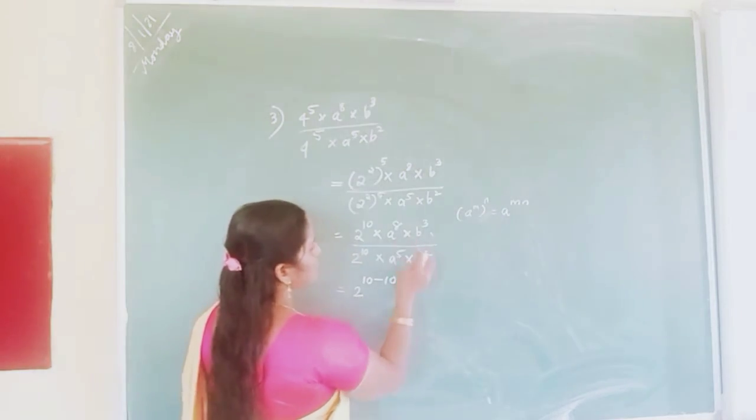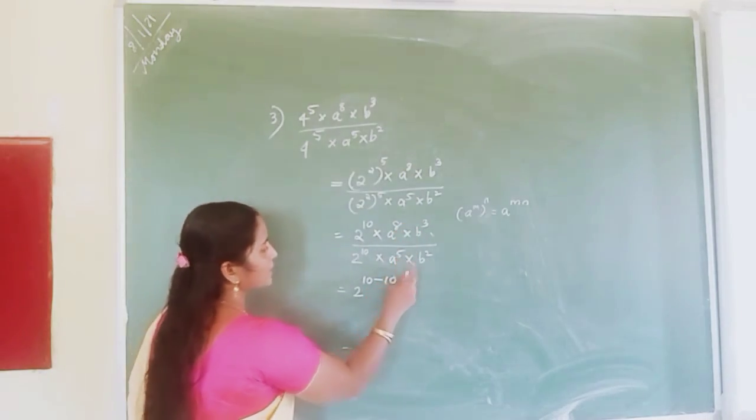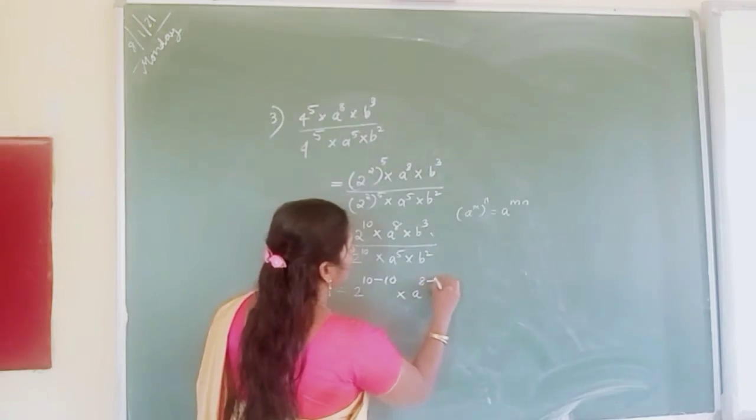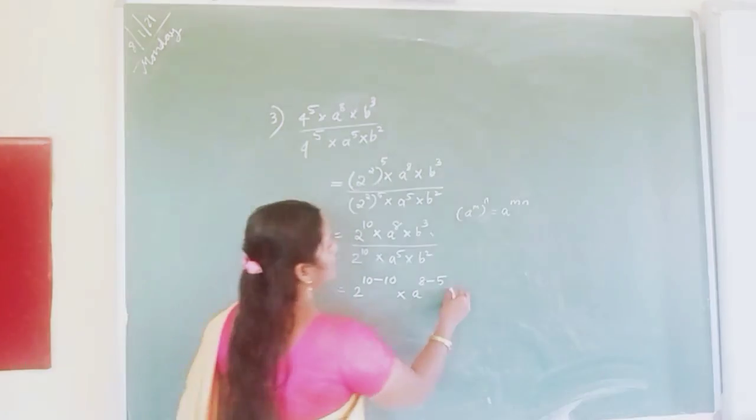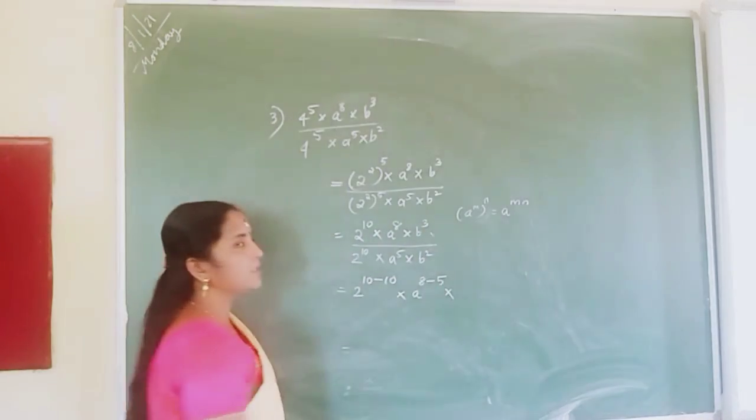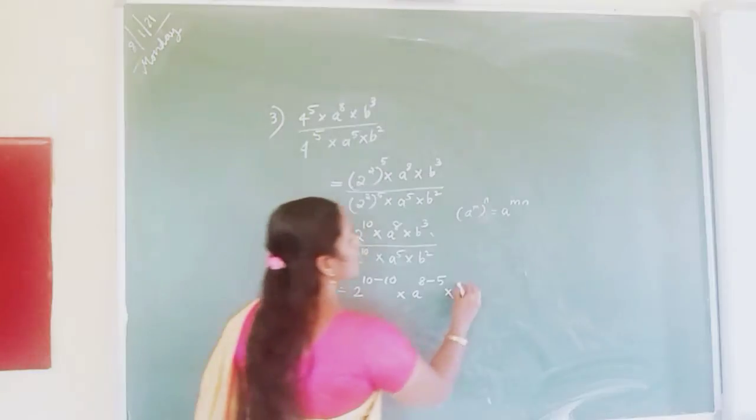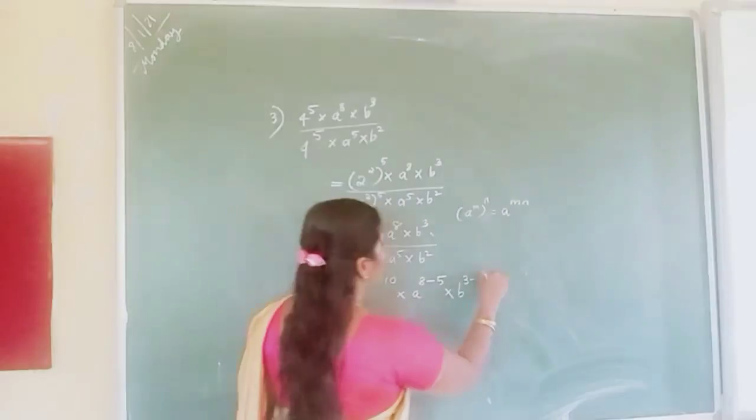Here also we have a raised to 8 by a raised to 5. It is a raised to 8 minus 5. Then b raised to 3 by b raised to 2. It is b raised to 3 minus 2.